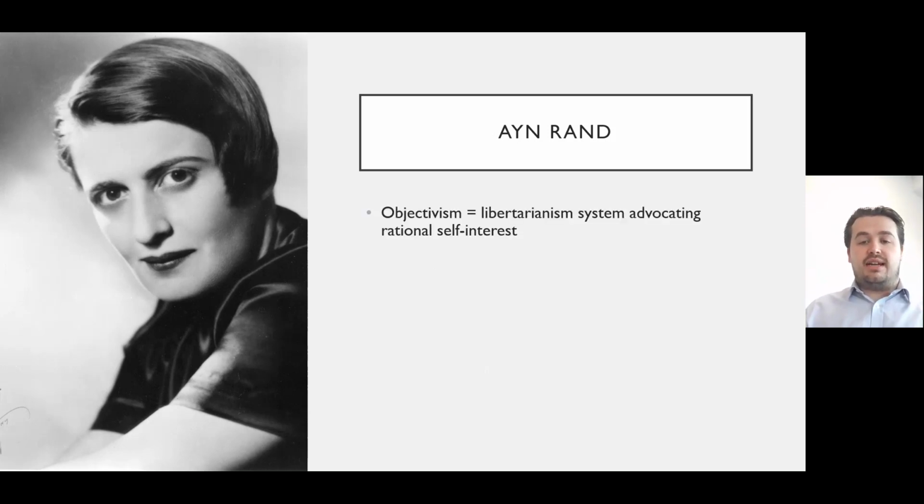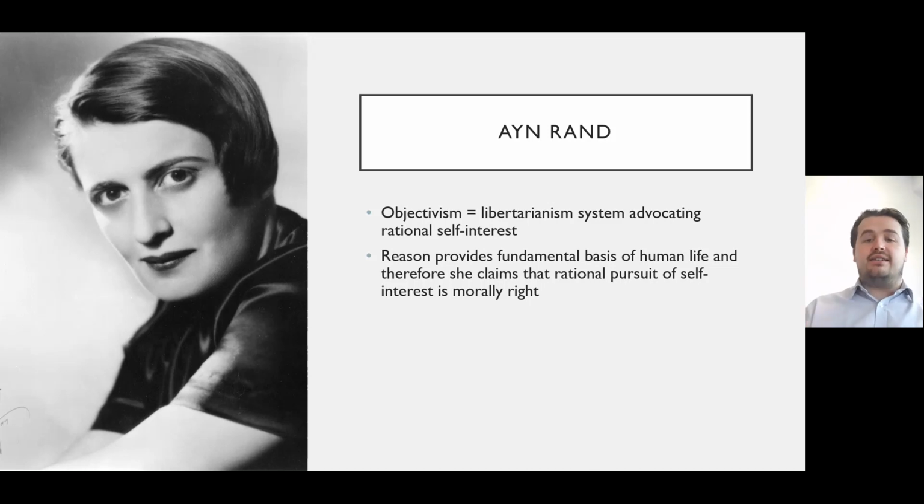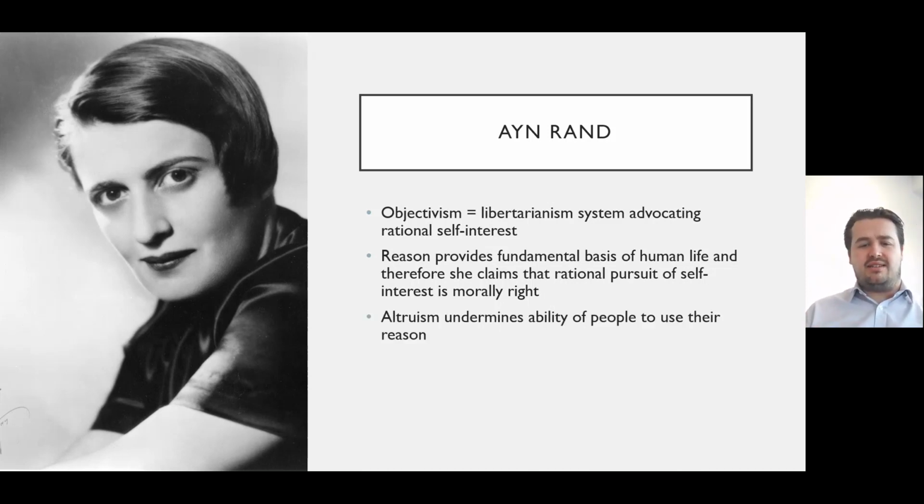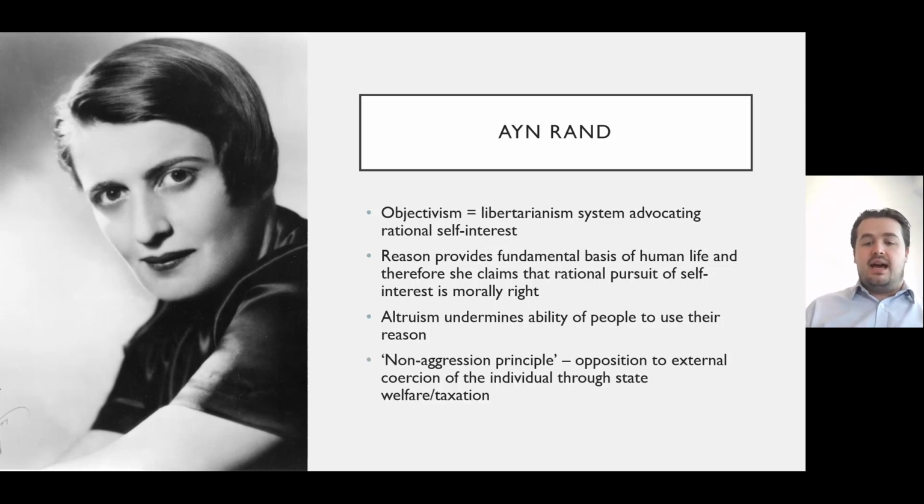Rand, who we've mentioned a couple of times throughout the clip, has a couple of key features. One being objectivism, a libertarian system advocating rational self-interest, so that people can and will want to be self-interested and pursue their own goals. Reason provides a fundamental basis of human life, and therefore she claims that rational pursuit of self-interest is morally right, and people should be able to do that. Altruism in society undermines the ability of people to use their reason as well. So she's anti-altruism.